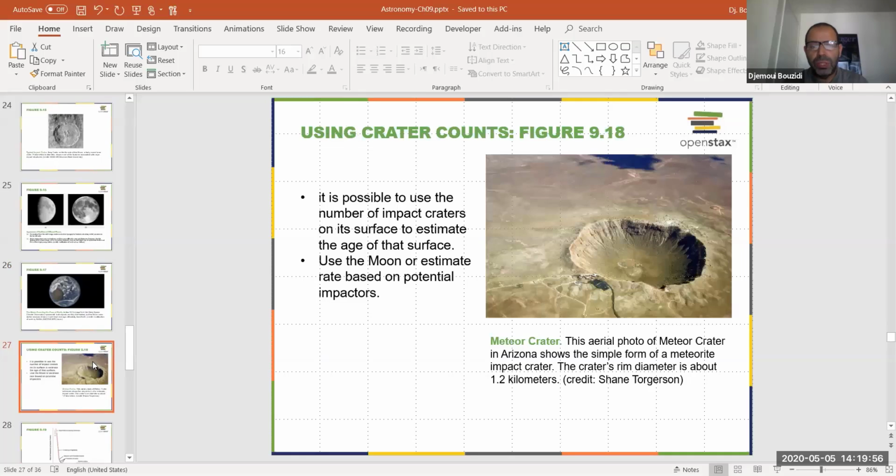Now, we use craters to basically count and date the surface of a given planet. Of course, these things happen over a long time. This is an example from Meteor Crater in northern Arizona near Highway 40. And basically, one of the ways is that you look at the surface of, for example, the moon or that of Mercury, and you see a bunch of craters on its surface.